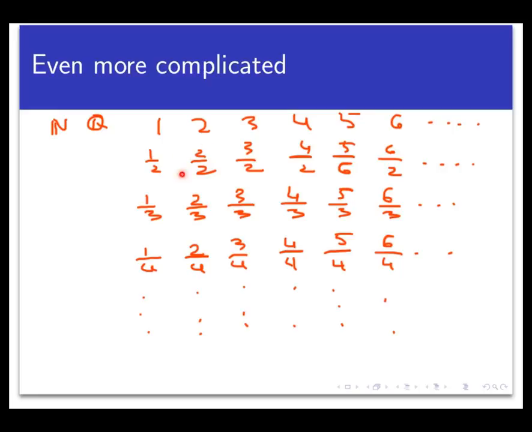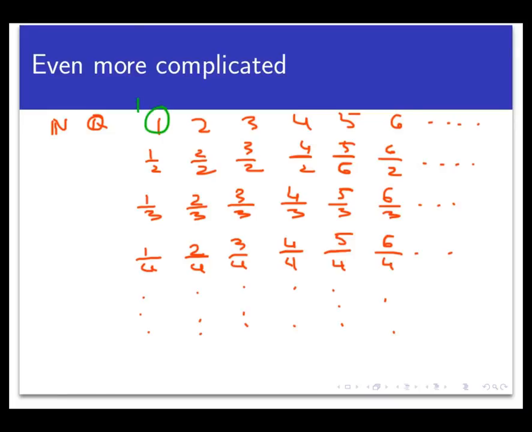Now, a lot of these are double counted. For example, 2 halves and 1 are really the same number here. But at least the positive rational numbers are all included in this list. And the way I've listed it here in a grid, I can actually go through and attach a natural number to every one of these rational numbers, like so.